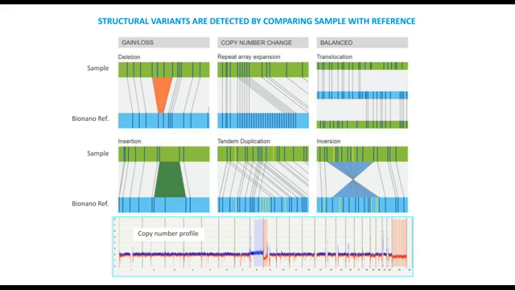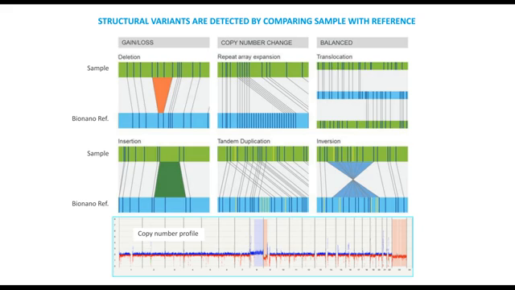And then in the middle, you see how optical genome mapping can be used to characterize repetitive sequences, which is very difficult to do by other molecular technologies. You see examples on this slide of using optical genome mapping to characterize repeat array expansions or tandem duplications.